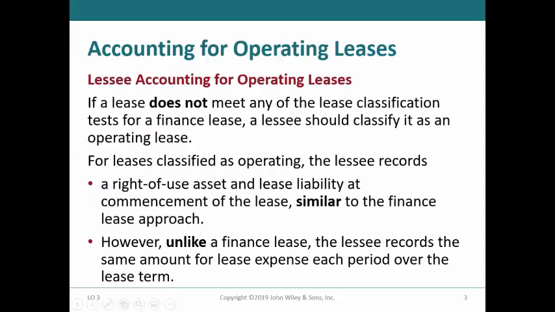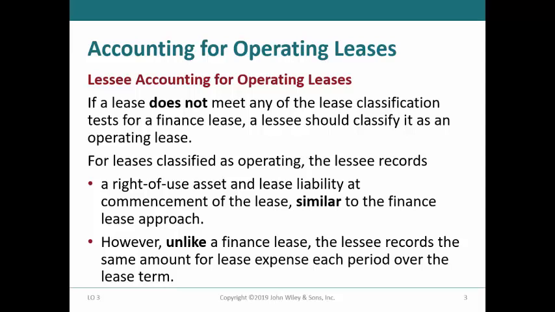We discussed the 5 tests for a lease to be classified as a finance lease, including transfer of ownership, bargain purchase option, lease term, present value, and alternative use. A lease only has to meet one of these 5 to be classified as a finance lease. But if the lease does not meet any of the 5, then it will be classified as an operating lease.